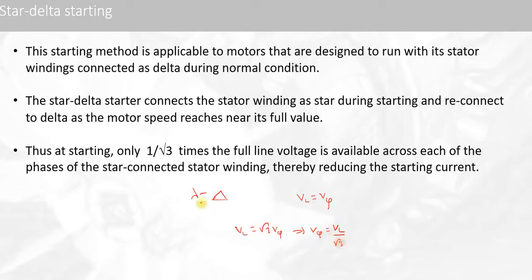So at starting time, it is connected as star connection, so that the voltage is reduced by root 3 times. Okay. So when my motor attains the rated speed, automatically the star connection is converted into delta, so that the rated voltage is applied across the terminals of the three-phase induction motor. So whenever the voltage is reduced, automatically the starting current is also reduced.